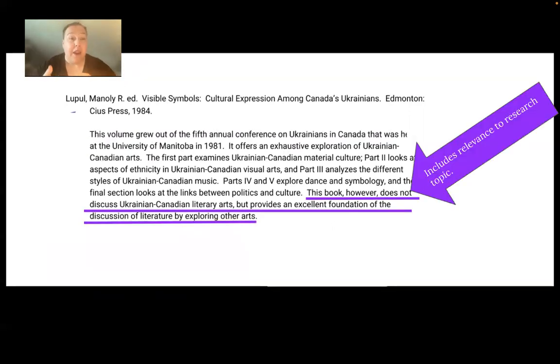All right, you need to connect it to the relevance of your research. What are you researching about and how does it connect? So this last sentence that shows us both the strength and the weakness within this text shows us a little bit about how it's connected to the research topic.